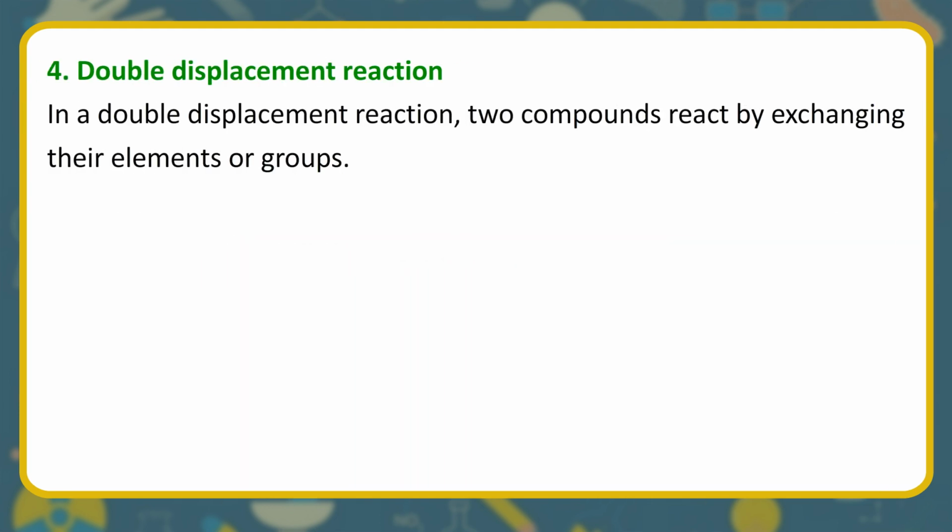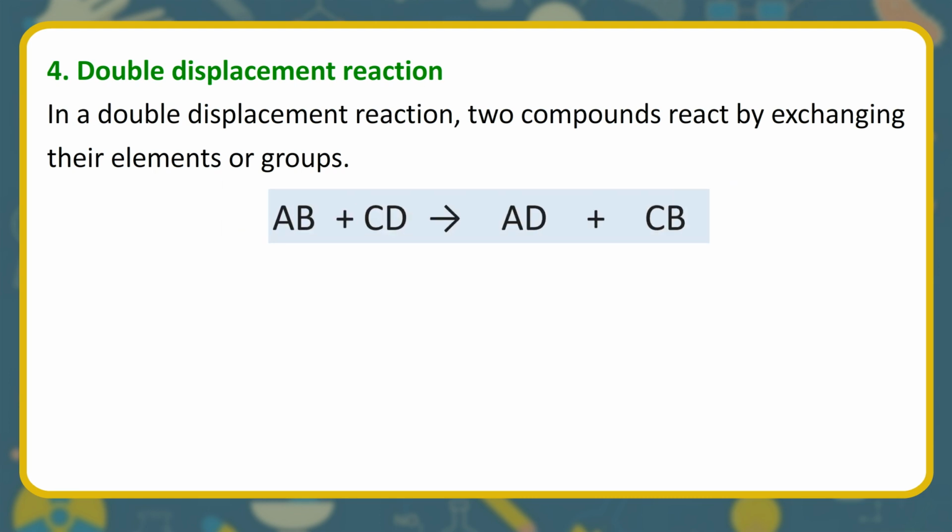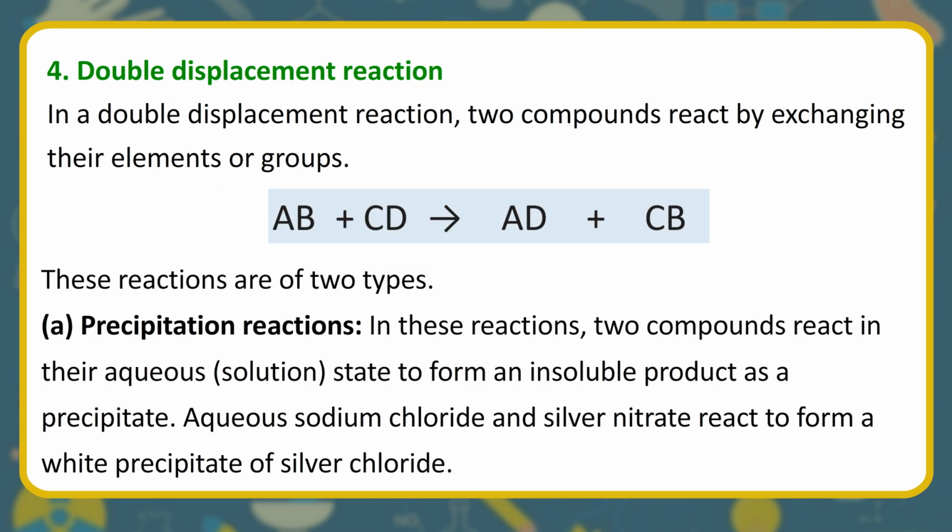4. Double displacement reaction. In a double displacement reaction, two compounds react by exchanging their elements or groups. AB plus CD gives AD plus CB. These reactions are of two types.